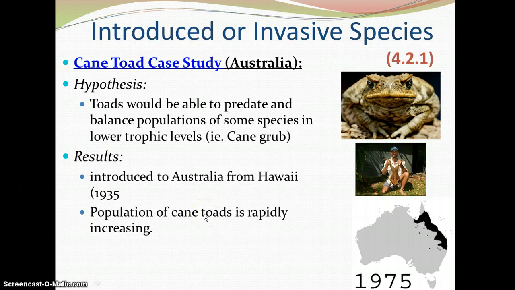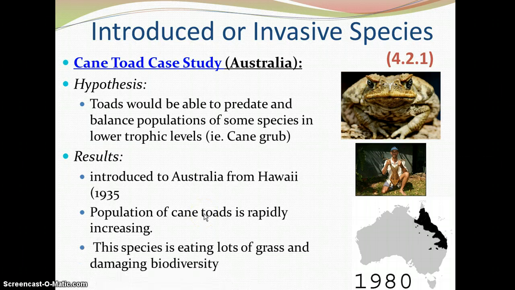Well, unfortunately, after the cane toad was introduced in 1935, you see this image starts in 1940, the toad population somehow rapidly starts to increase. And this is because the species is eating a lot of the grasses and damaging the biodiversity. The real problem here is that this species had no predators for itself. It's toxic, and anything that tried to eat it would die and perish.